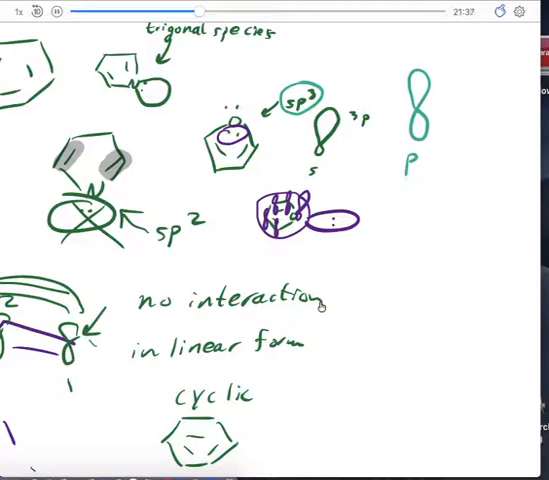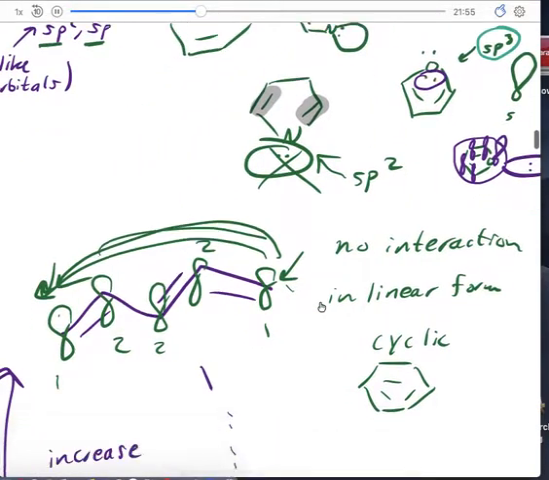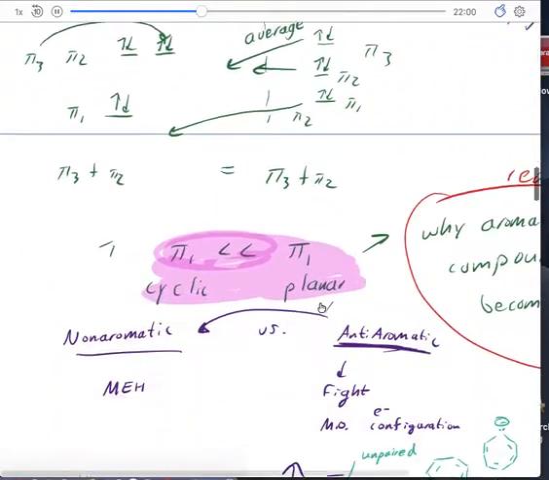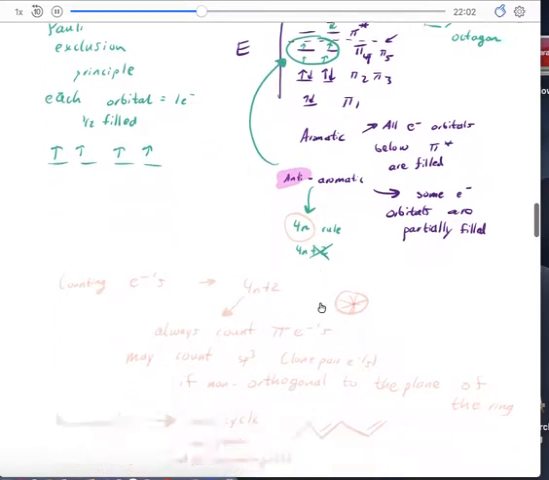Yeah, Kyle? So how do you know how many electrons to count? So you always count. So let's make a note of that down here. Oh wow, I'm running out of room. Are these notes good enough? Yeah. Okay. Counting electrons.